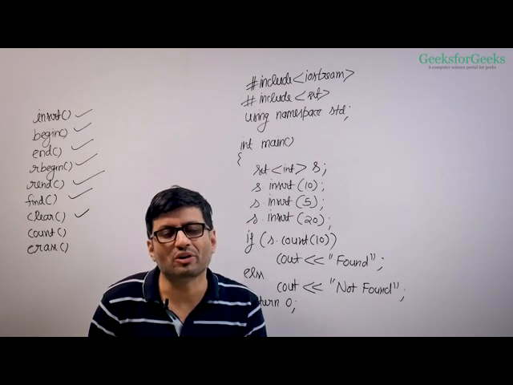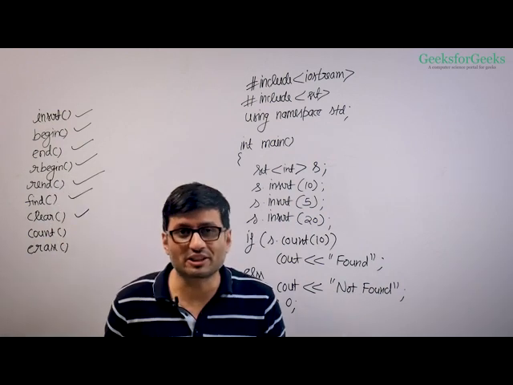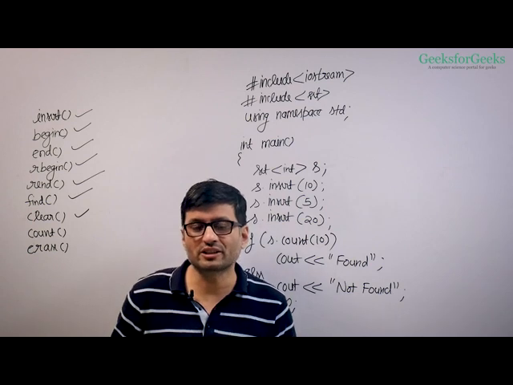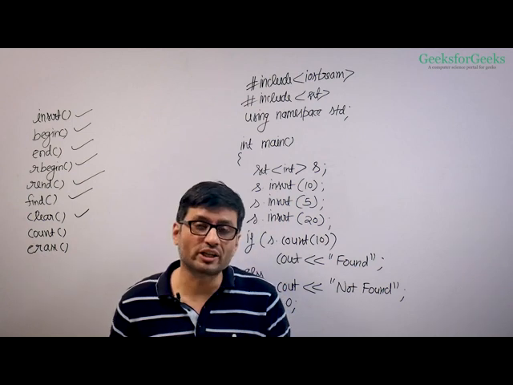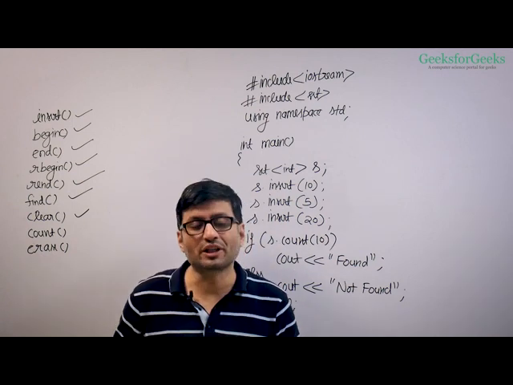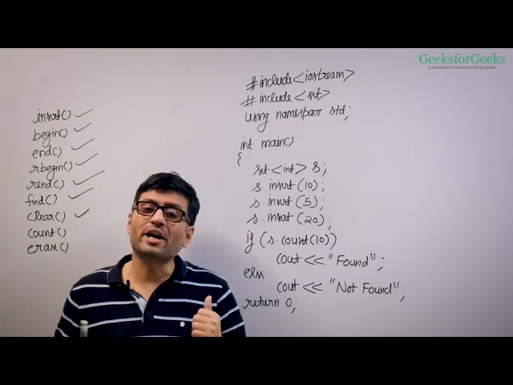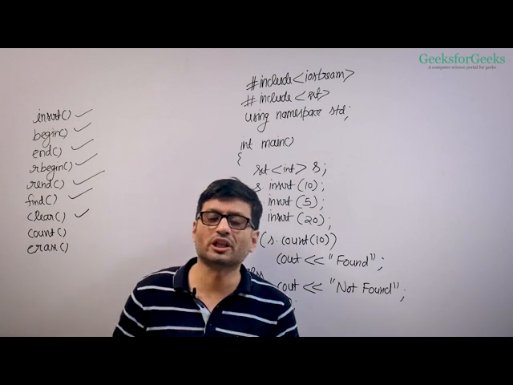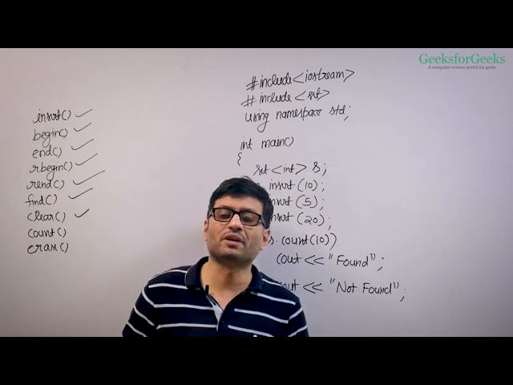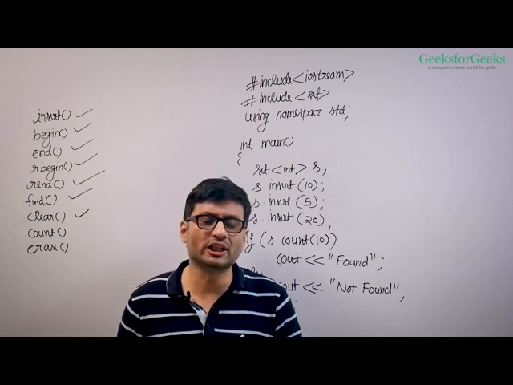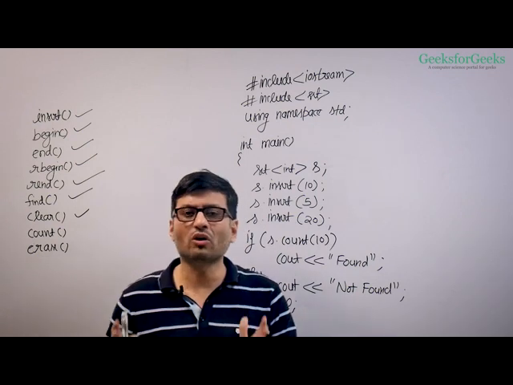Let us now talk about our next function, which is count. The count function, as the name suggests, returns the count of occurrences of an element in the container. But a set does not contain duplicates. So the count function here returns 1 or 0. It can be used in place of the find function. Find and count can both be used to check if an element is present or not. The difference is that the find function returns an iterator to the element if it is present. The count function, on the other hand, only tells you whether it is present or not.